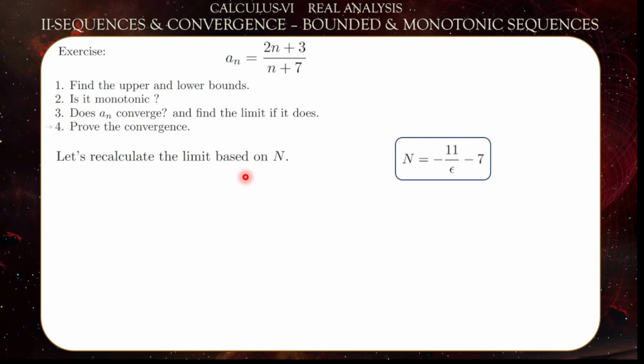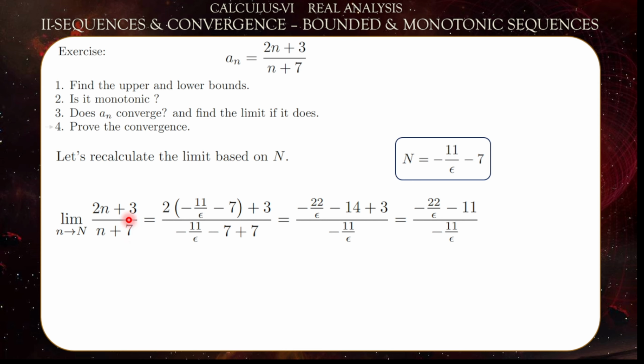Let's recalculate the limit based on N to demonstrate that the value of N we have chosen is correct. The limit of (2n + 3)/(n + 7) as n approaches capital N is equal to (2(11/epsilon - 7) + 3)/((11/epsilon - 7) + 7), which equals (22/epsilon - 14 + 3)/(11/epsilon + 0), because 7 cancels out, equal to (22/epsilon - 11)/(11/epsilon).